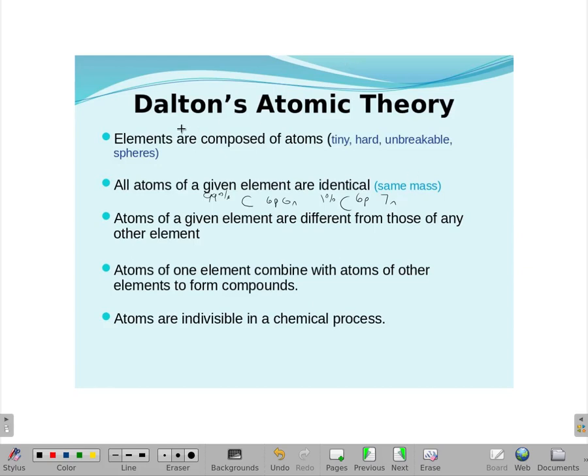And the other modification, this first one, it says all elements are composed of atoms. Used to say this, and they actually made this unbreakable as a hard rule. We do know now that you can actually have elements turn into other elements through nuclear processes. So in chemical processes, you can't break them. And physical processes, you can't break them. But nuclear processes, you can.